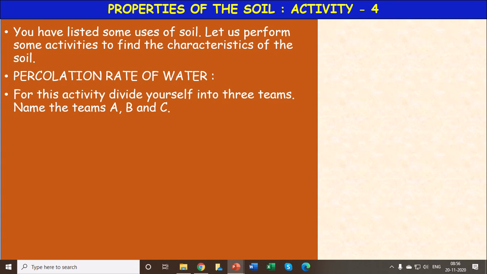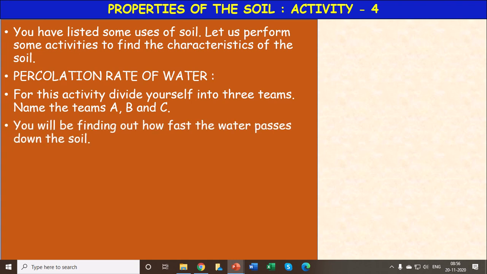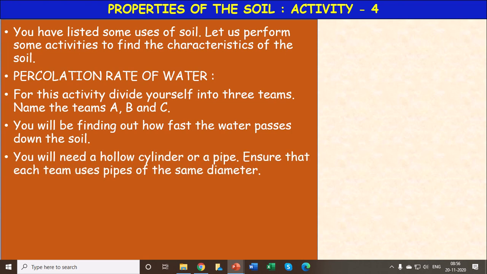For this activity, divide yourself into three groups or teams. Each group named as A, B and C. You will be finding out how fast the water passes down the soil, that means how fast the water seeps into the soil.